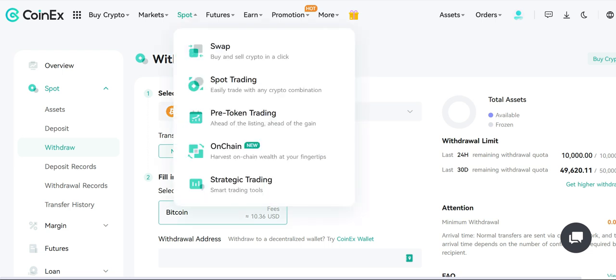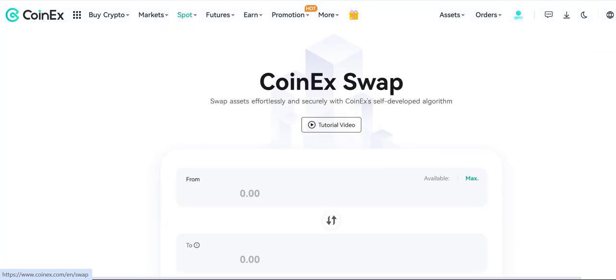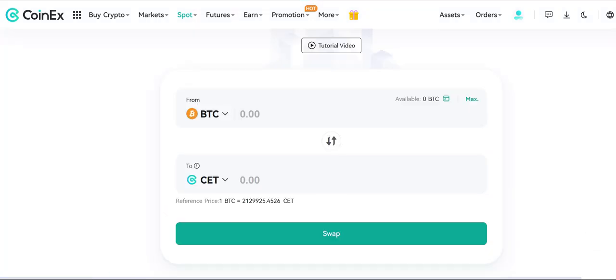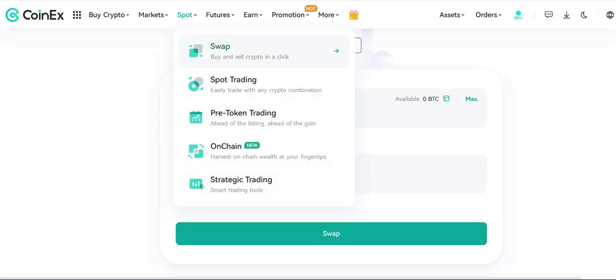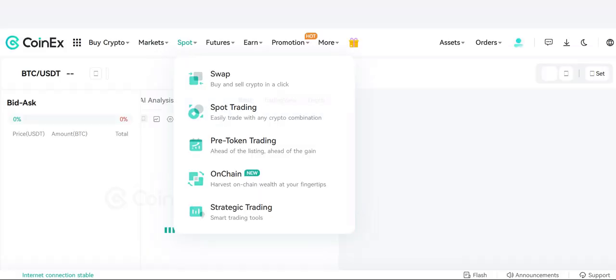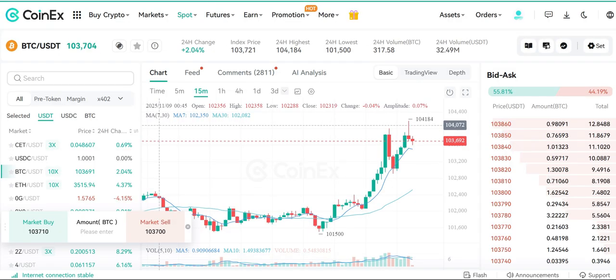Now, some of the most typical features in most exchanges are the spot and futures. So if we go to spot here, you've got the option of swap, which is to buy and sell cryptocurrency in a single click. It's as simple as selecting the cryptocurrency that you want to swap from and the cryptocurrency you want to swap to, and then you click the swap button, and that's it. There's the spot trading, and this is the more advanced option, which of course shows you the chart as well.